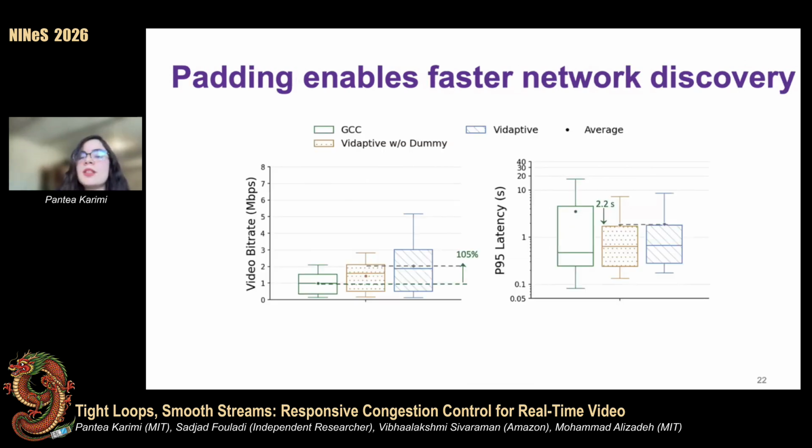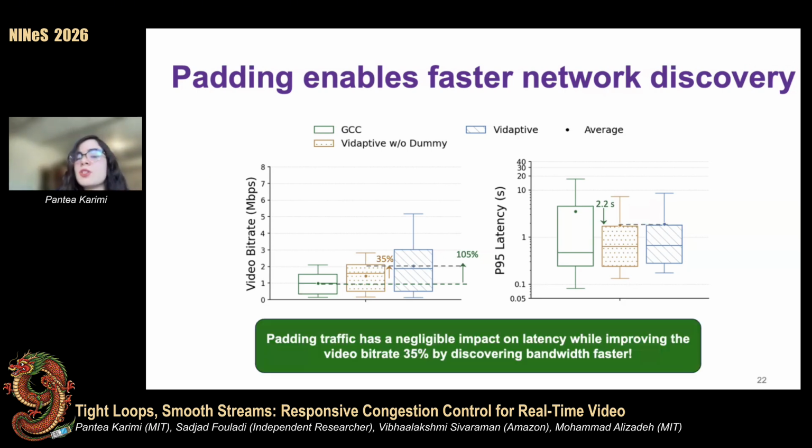We show that with the smart way that we're sending the padding traffic, it helps to discover bandwidth faster. Without padding, the controller is often blind during video silences. With the padding, video bitrate goes up by 35%. And importantly, the impact on the latency is negligible because the delay-based congestion controller is maintaining the network delay.